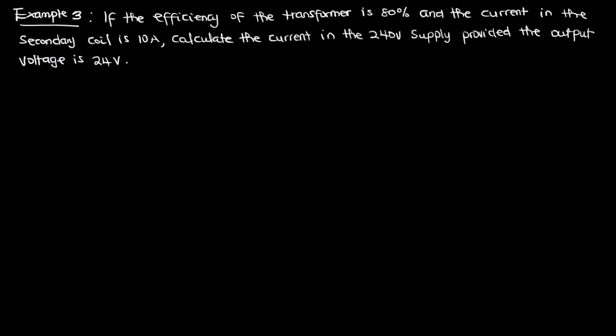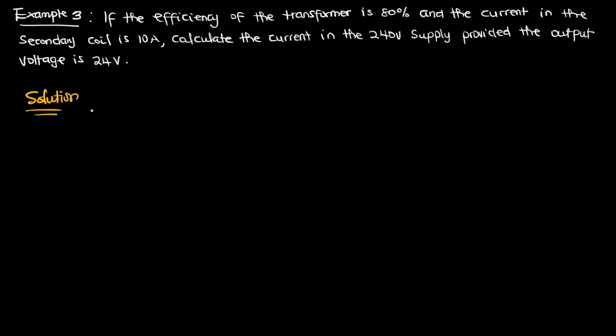So they are saying if the efficiency of a transformer is 80% and the current in the secondary coil is 10 amperes, we are to calculate the current in the 240 volt supply provided the output voltage is 24 volts. Are you okay? So this is also a very simple problem. So let's write down our solution and look at it.